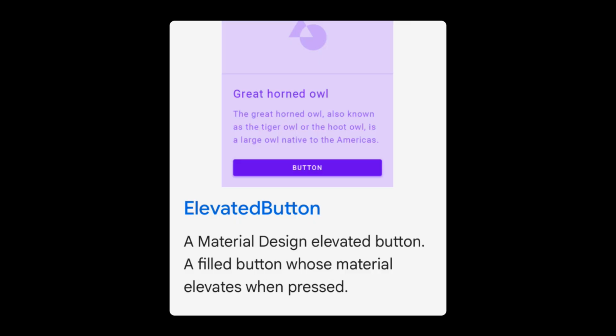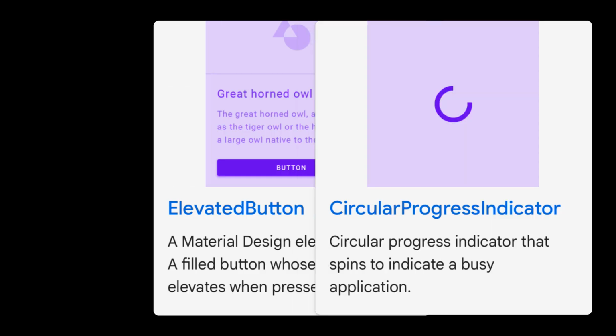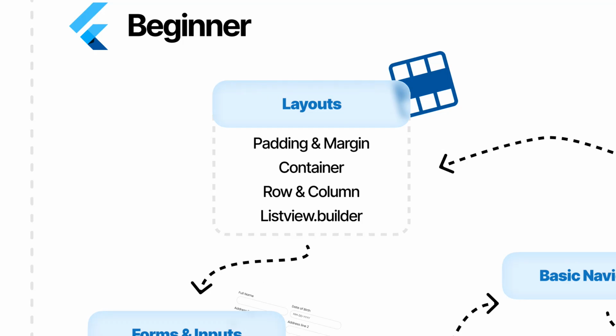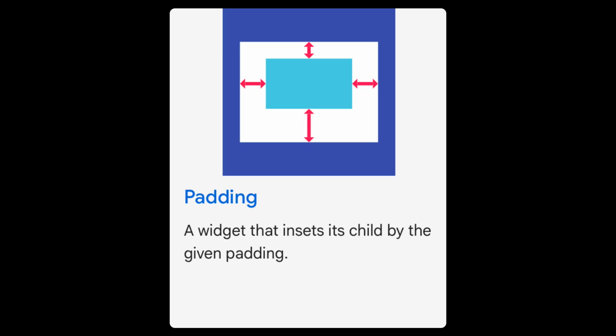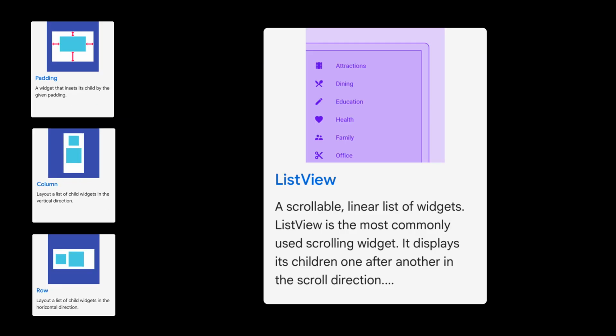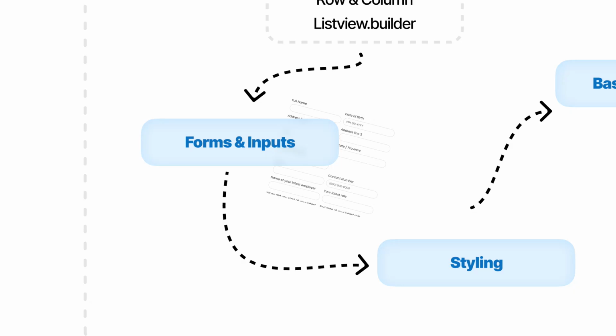Widgets in Flutter can represent anything within an application. The most basic widgets are UI components, such as the elevated button widget, which creates a tappable button, or the circular progress indicator widget, which displays a loading spinner. There are also widgets that handle the layout of your application. The padding and margin widgets handle the spacing around your widget. Row and column widgets handle organizing your app into rows and columns. And ListView builder widget creates a dynamically scrolling list of widgets. There are other widgets that take input from the user, like the form and text field widgets.